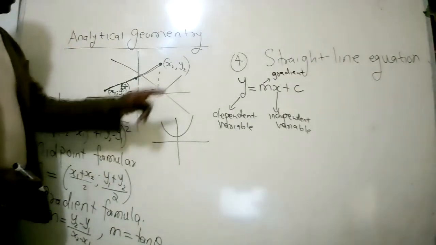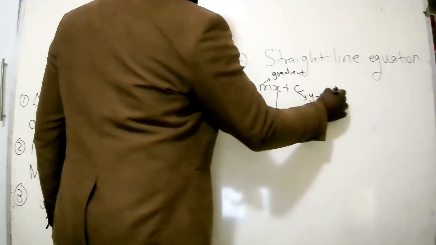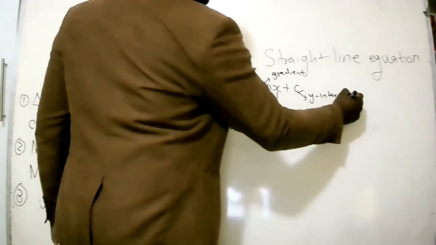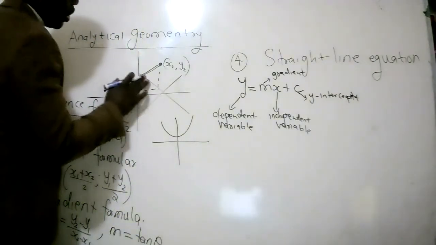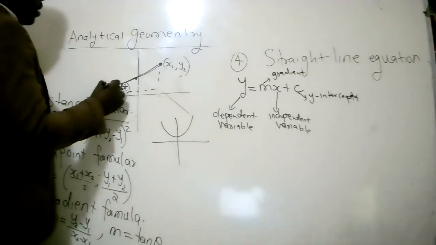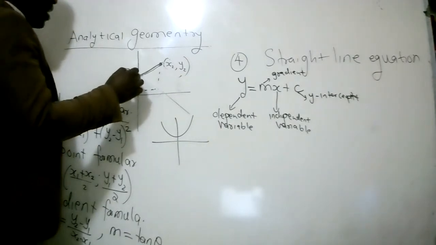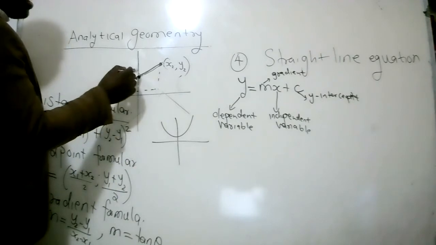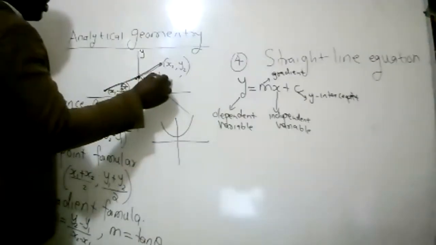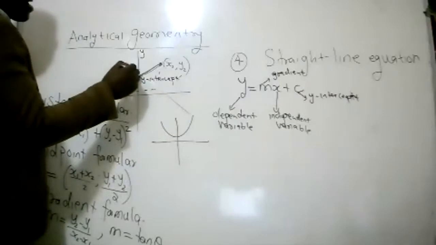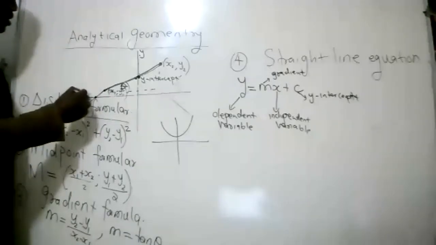And then we also have a c. So that c is what is called the y-intercept. So what is y-intercept? We are referring to a situation wherein we're having a straight line. Let me give an example by this straight line here that we have. So at this point where the graph cuts the y-axis is where we call the y-intercept. So the y-intercept is where the graph cuts the y-axis. The x-intercept is where the graph cuts the x-axis at this point.